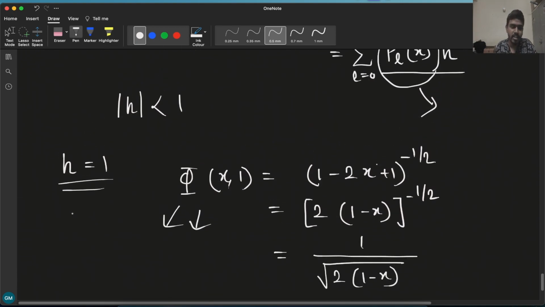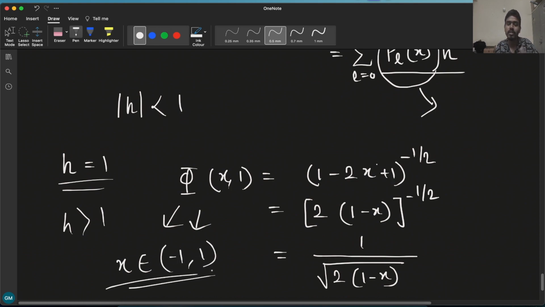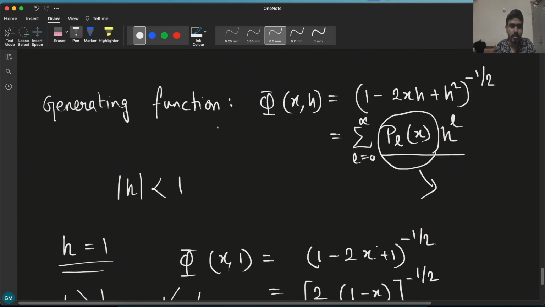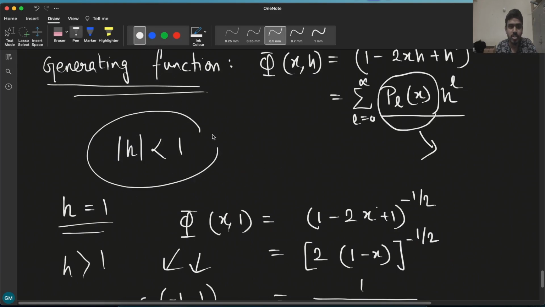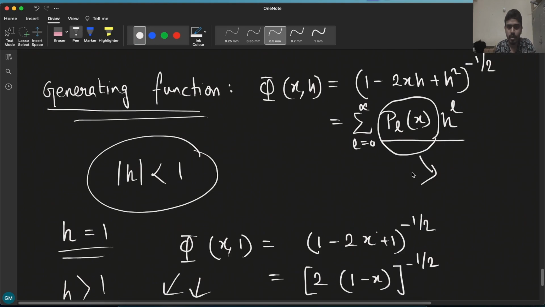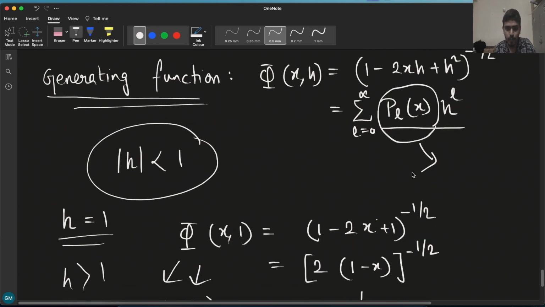And if h is greater than 1, then even if x is between minus 1 and 1, you will see that the series will diverge for some values of x. It will not be analytic. For that reason, while defining the generating function, the mod of h should always be less than 1. That's how it is defined. So keep that in mind.